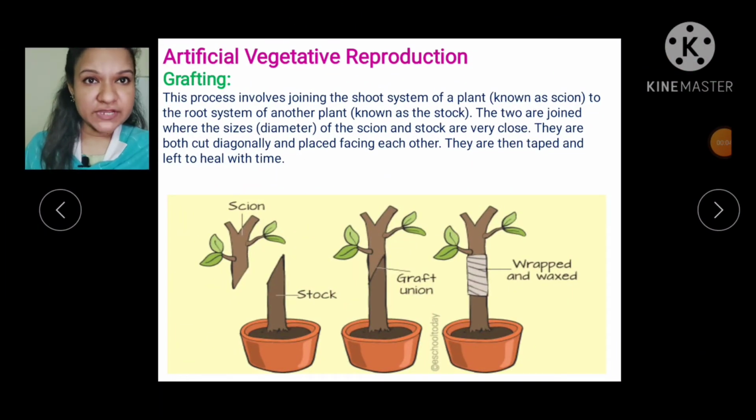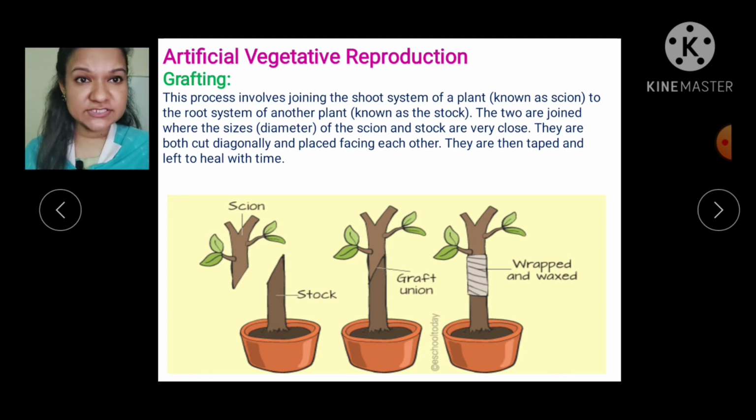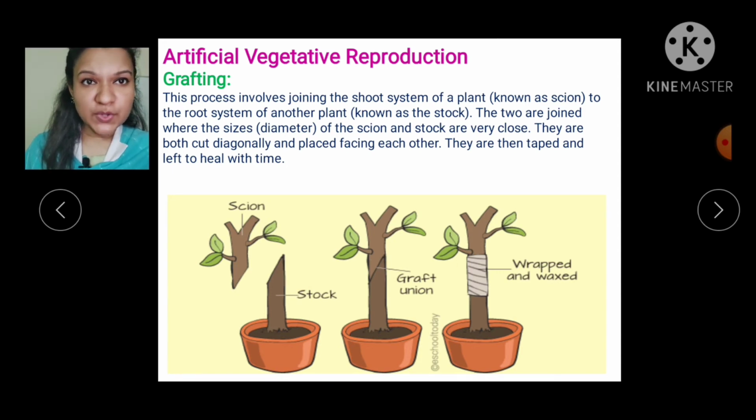This is grafting. Here you can see a picture of grafting. This process involves joining the shoot system of a plant, known as the scion, to the root system of another plant, known as the stock. This is the scion and this is the stock. The two are joined where the sizes or diameters of the scion and stock are very close. They are both cut diagonally and placed facing each other. They are then taped and left to heal with time.